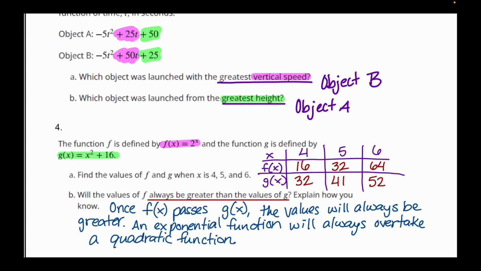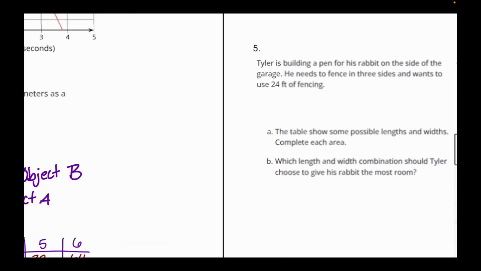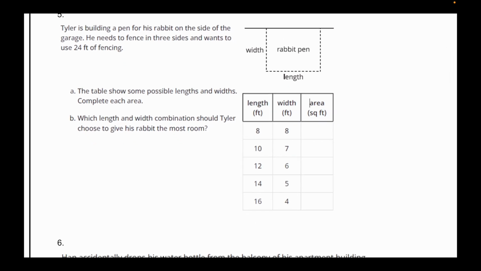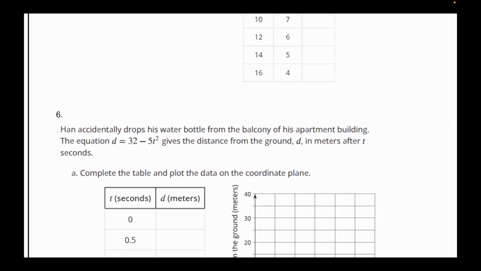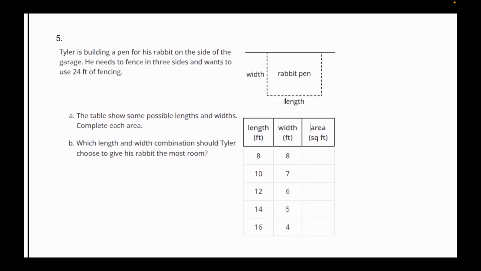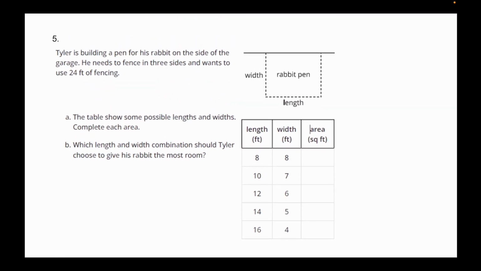So we have 2 more questions on the back of this page, and then we're done. So looking at question 5, and then we have question 6, which also kind of has us make a graph. The question 5 gives us an image and then has a table here. So Tyler is building a pen for his rabbit on the side of the garage. So you'll notice that, like, this right here, this is the garage.